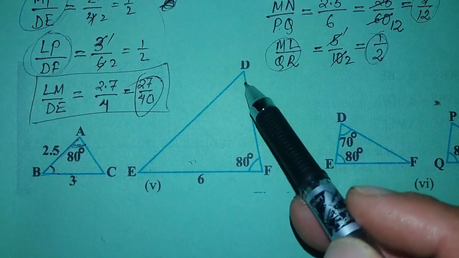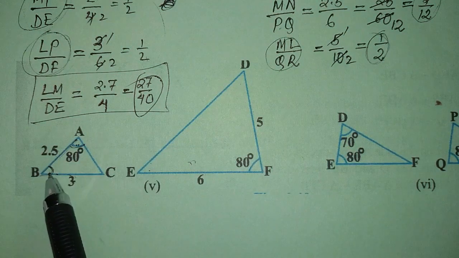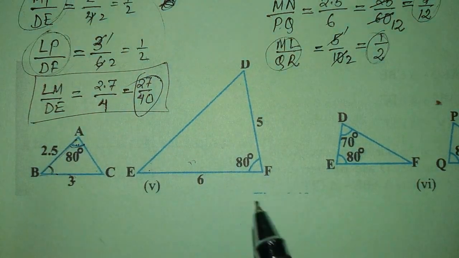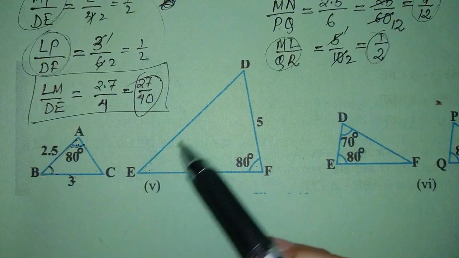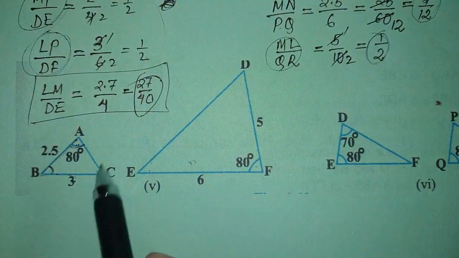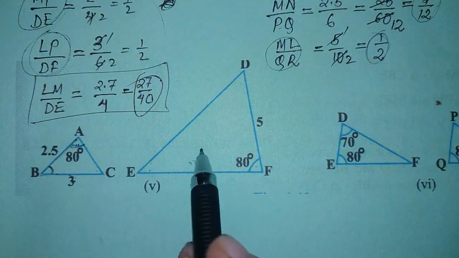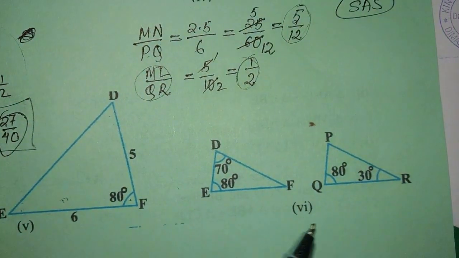We don't know anything about this angle here. Same here, we don't know anything about the other two angles. What we have is only one angle, so the other two angles can be of any measurement. So here we cannot apply any of the theorems. So we simply say that these two triangles are not similar.